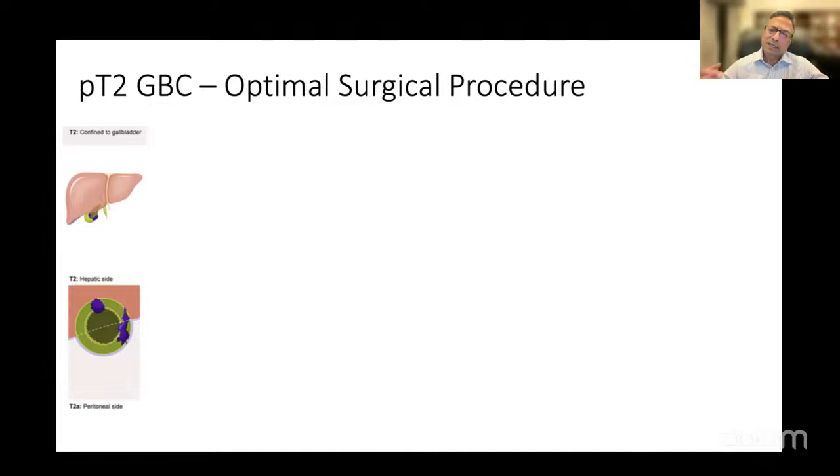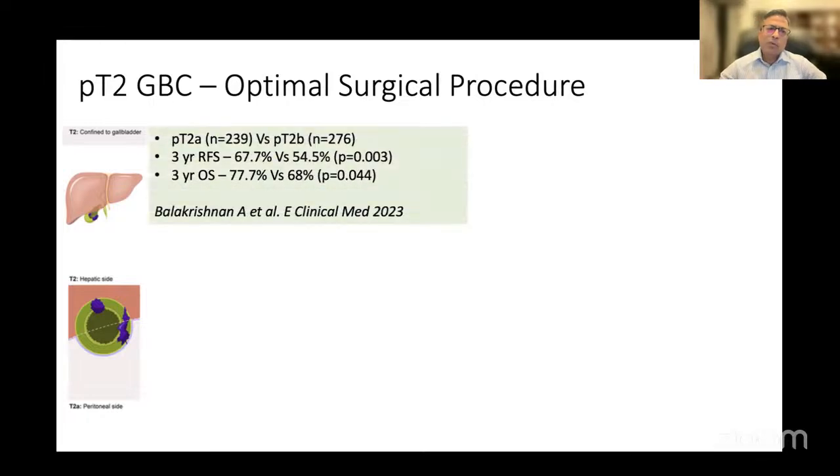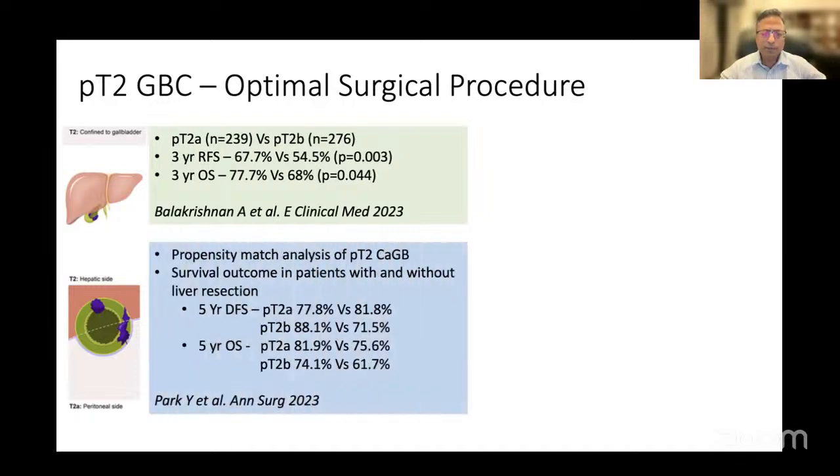And a googly has been thrown by the newer addition of PT2A and B, which is the peritoneal side and the hepatic side. So what is interesting to note is when you look at PT2A and PT2B, that is peritoneal and hepatic, the outcome of PT2A is better than PT2B, both in terms of recurrence-free survival and overall survival.